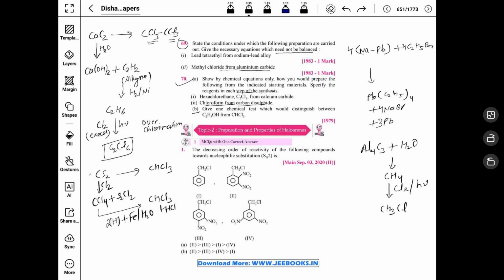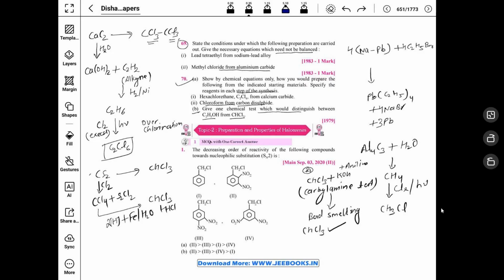Now, next is: give one chemical test which will distinguish between ethanol and chloroform. Okay, so we don't know which one is ethanol and which one is chloroform. If you remember, chloroform is used in the carbylamine reaction. So let's take compound A, not knowing which one is chloroform, and react it with KOH plus aniline. If you get a bad smelling compound, then you can clearly say that it is chloroform.